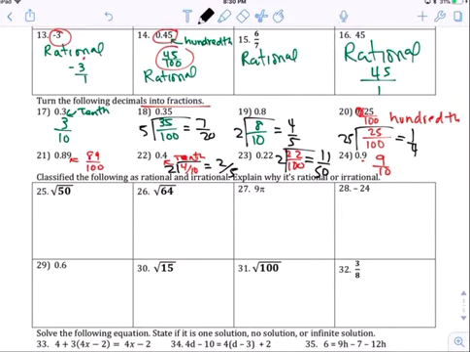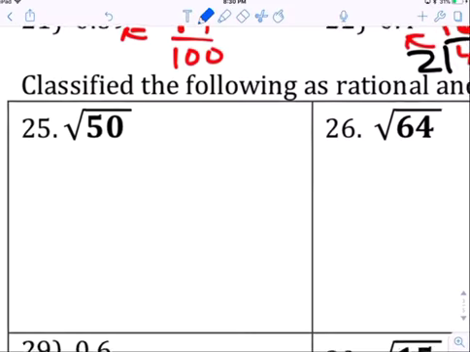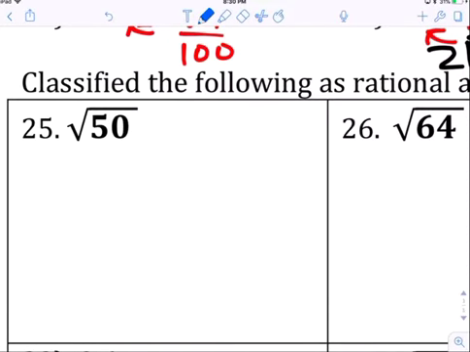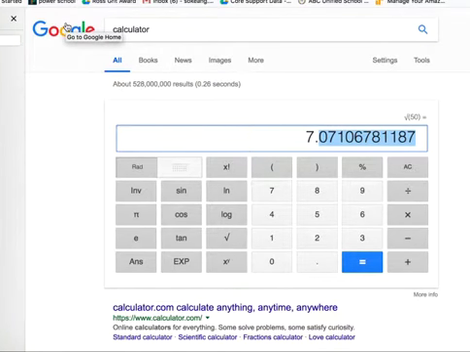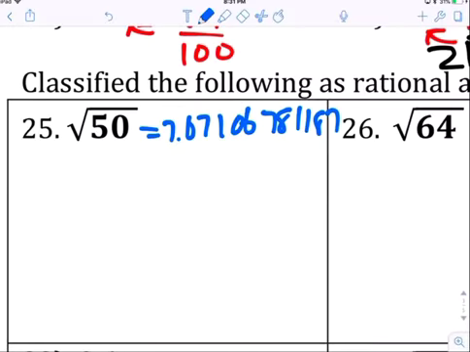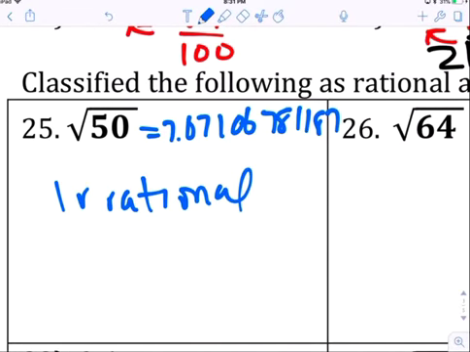Okay, classify the following as rational or irrational. Explain why. Same thing. If you take the square root of 50, it's not a perfect square. Some classes I'll teach it's irrational because it's not a perfect square. See how it's not a perfect square? The number goes on forever and is non-repeating, right? So that's 7.071067811187. Some calculators shorten that. Irrational, cannot be made into a fraction.